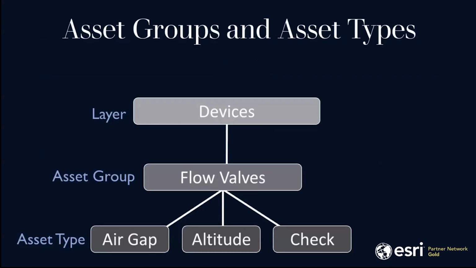Taking that a step further, with these layers, we can break things down even more specifically into asset groups and asset types. For example, in the devices layer, you might have an asset group called flow valves. Within that group, you'll define several asset types like air gap, altitude, and check valves. The structured breakdown allows us to be more precise in how we represent each element in the system.